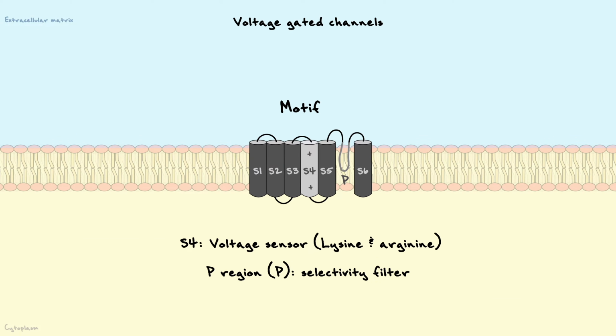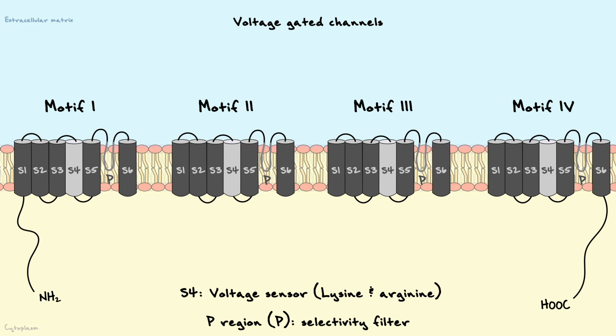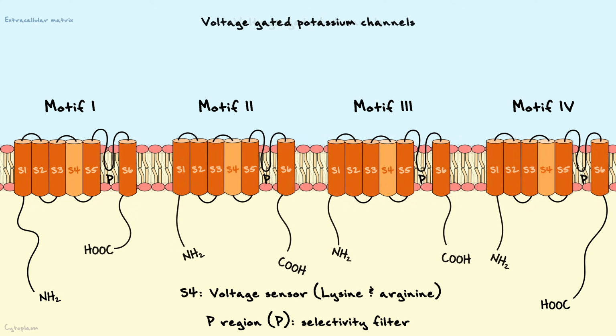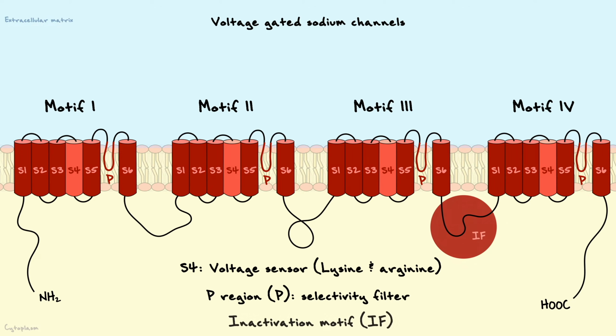The voltage-gated channels for sodium, calcium, and potassium have 4 of these motifs. One difference between these channels, however, is that voltage-gated potassium channels are tetramers, meaning that the motifs aren't connected to each other, whereas voltage-gated sodium and calcium channels are linked together. One particularity with sodium channels is that they have an important motif named the inactivation motif. We will later see how this motif affects the channel.